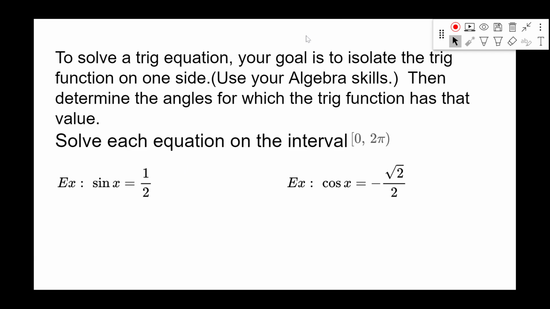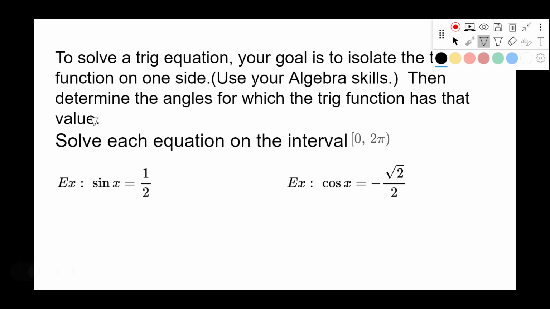To solve a trig equation, your goal is to isolate the trig function on one side. You're going to use your algebra skills to do that, and then determine the angles for which the trig function has that value. Now, in both of these first two examples, you can see it's by itself. Sine x and cosine x are already by themselves.